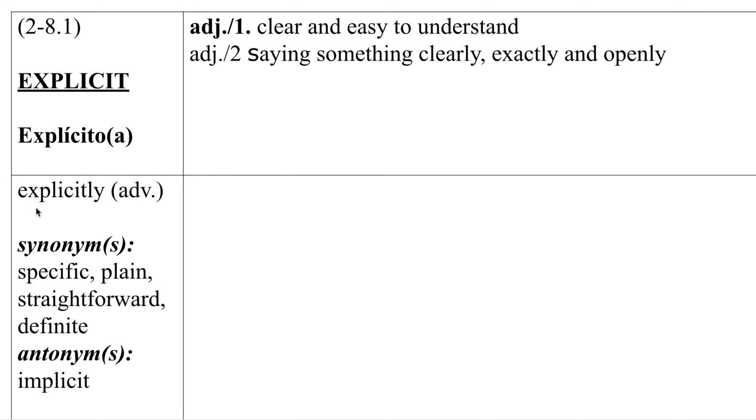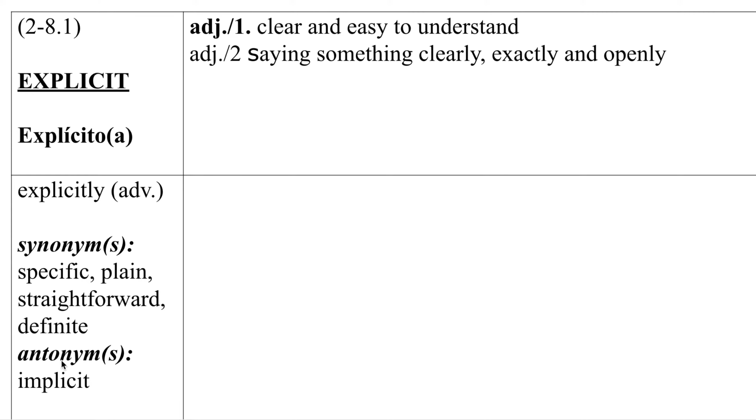Word families, you have explicitly, which is an adverb, and you guys should probably know by now that ly means mente. It has the same meaning as the Spanish suffix mente, so explícitamente. And explicit has synonyms, the same meaning. They are specific, plain, straightforward, and definite. Antonym is the opposite of the word. So the antonym for explicit is implicit.